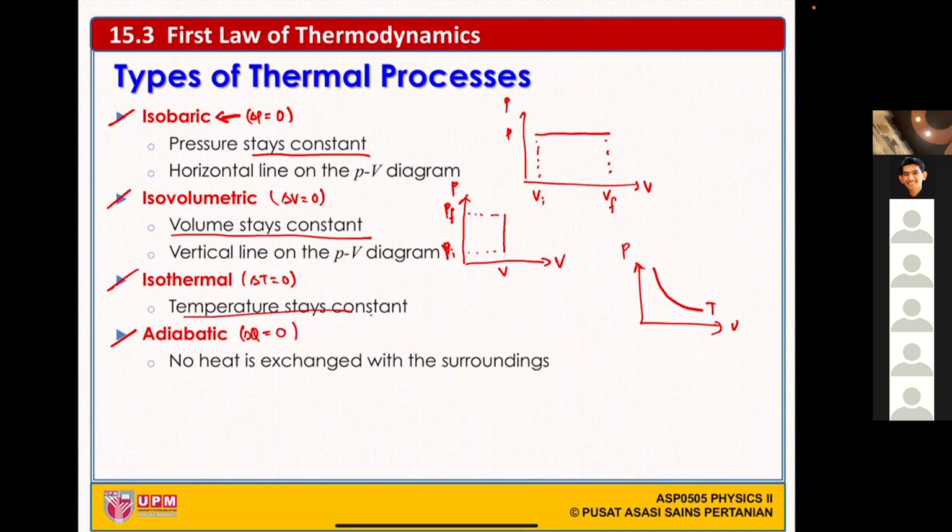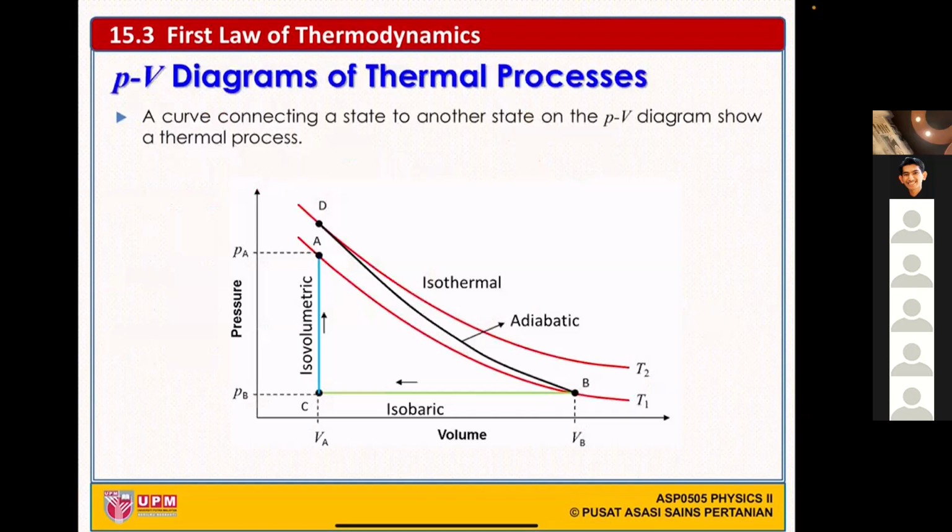Maknanya no heat is exchanged with the surrounding. So kalau kita tengok kat sini, they summarize the four types of thermal process dalam bagi graph PV. Jadi kalau kita tengok kat sini, konsep isobaric, bila kita sebut sebagai isobaric, yang mana dia adalah constant, the change in P is equal to 0, maknanya constant pressure. So kalau kita tengok sini, dia ada proses di antara B dengan C ni. So maknanya pressure dia tetap sama. Yang berubah adalah volume. Okay.